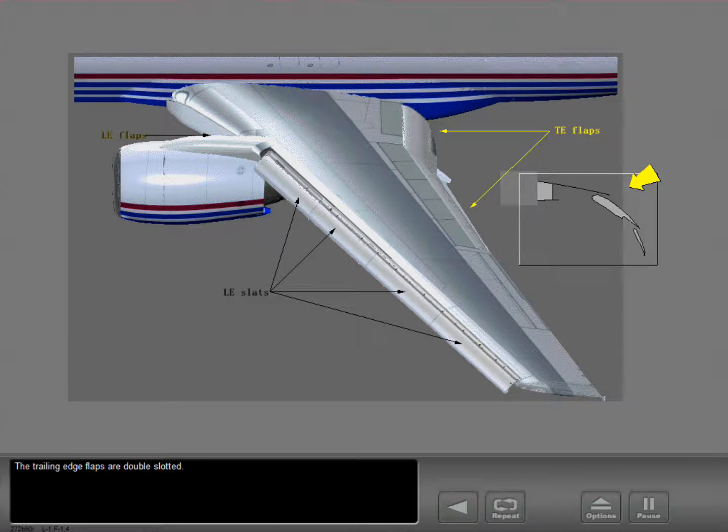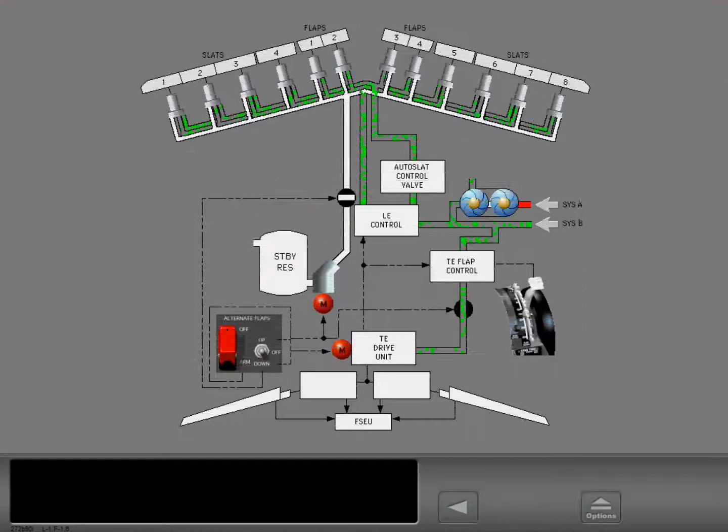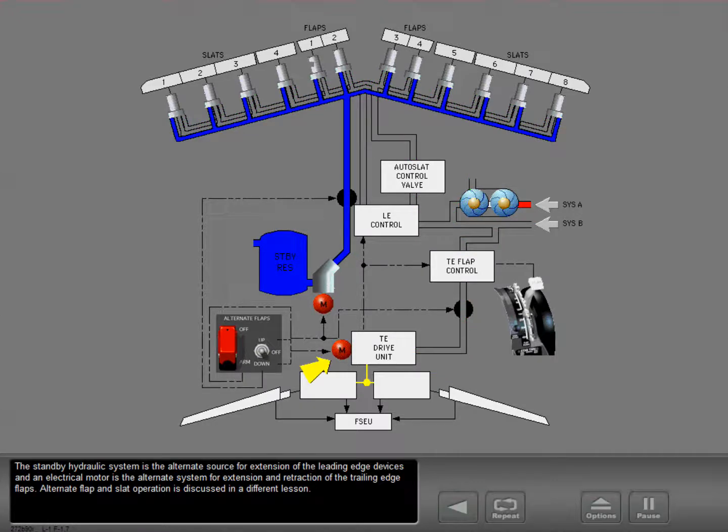The trailing edge flaps are double slotted. Extension of the leading edge devices occurs in sequence with the movement of the trailing edge flaps. The leading edge devices and trailing edge flaps use hydraulic system B. The standby hydraulic system is the alternate source for extension of the leading edge devices. An electrical motor is the alternate system for extension and retraction of the trailing edge flaps. Alternate flap and slat operation is discussed in a different lesson.